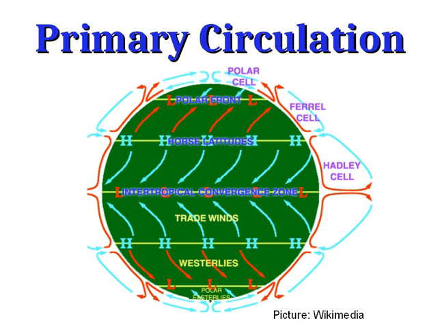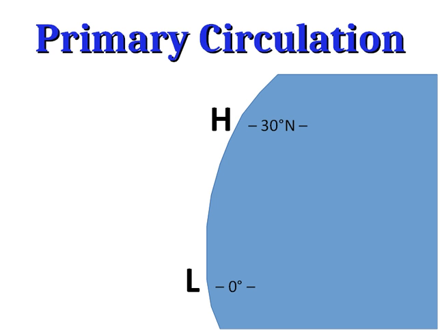Now, looking at this diagram, it may look very complex, but we can break it down into subcomponents so that you can understand everything that's going on here. So let's zoom in on the portion of the Earth between 0 degrees, the equator, and 30 degrees north. At the equator, we have a permanent zone of low pressure. At 30 degrees north, we have a permanent zone of high pressure.